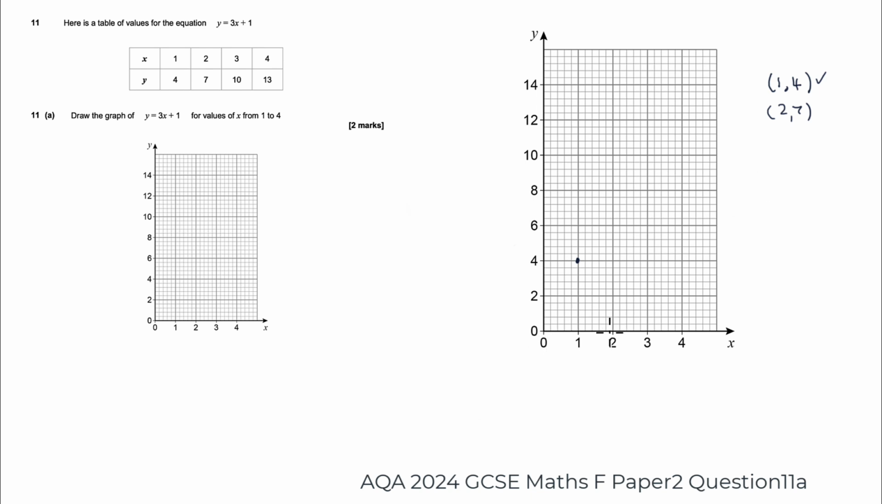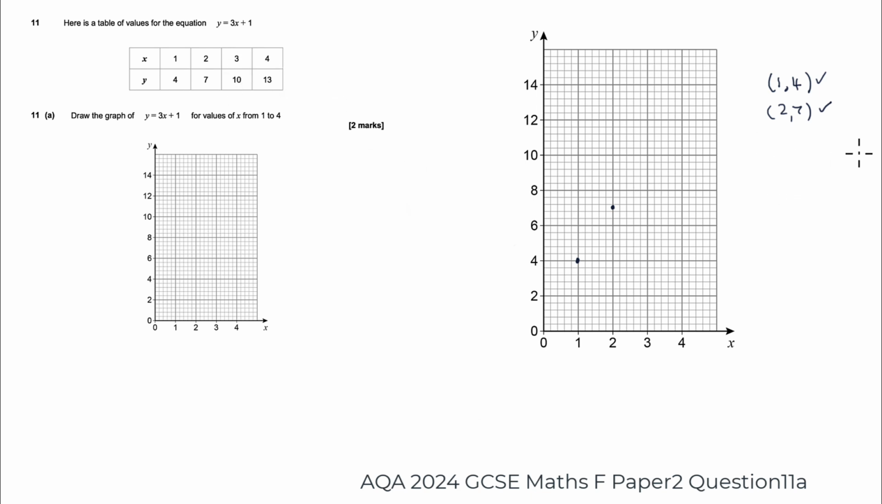So we go 2 along. Now the problem is there isn't a 7 there. But between 6 and 8 there's 1, 2, 3, 4, 5 squares. So halfway would be 2.5 squares. So we can be as accurate as putting the point on the vertical line through 2.5 squares above the 6. So there's the second point on the graph of that equation.